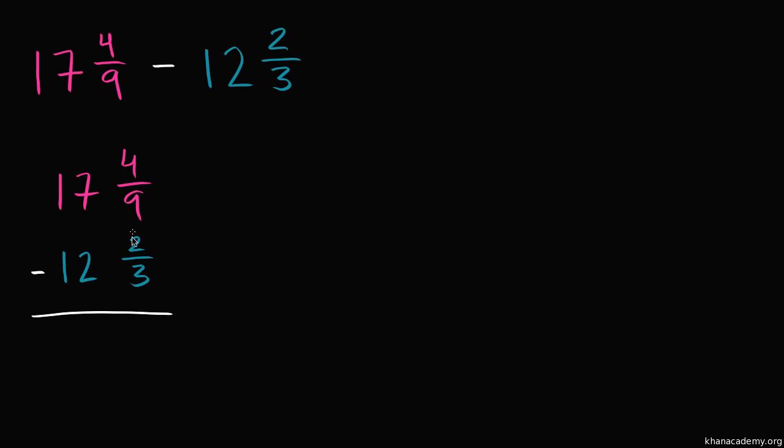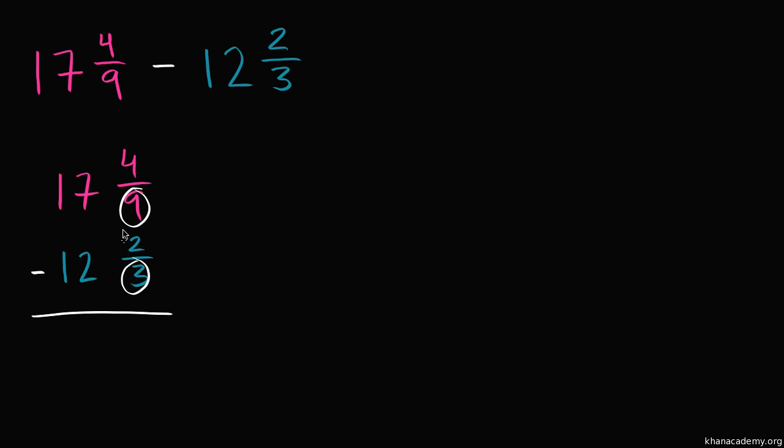So the first thing that we might want to do is look at the fraction parts, and we might want to start subtracting until we see, look, we have different denominators here. We have ninths and we have thirds. So the first thing we'd want to do is get to a common denominator. And a good common denominator would be the least common multiple of 9 and 3. Well, what's that going to be?